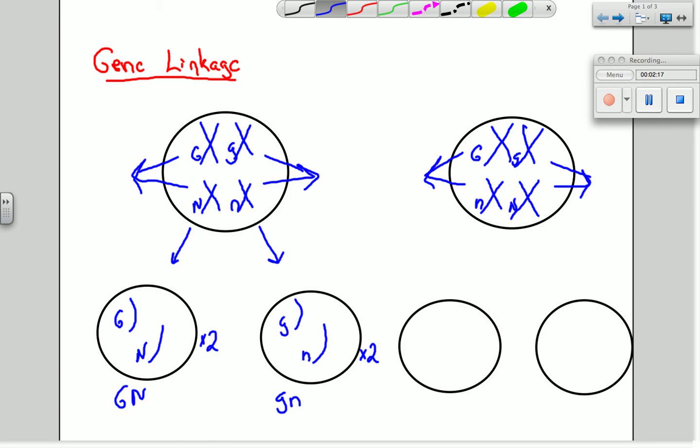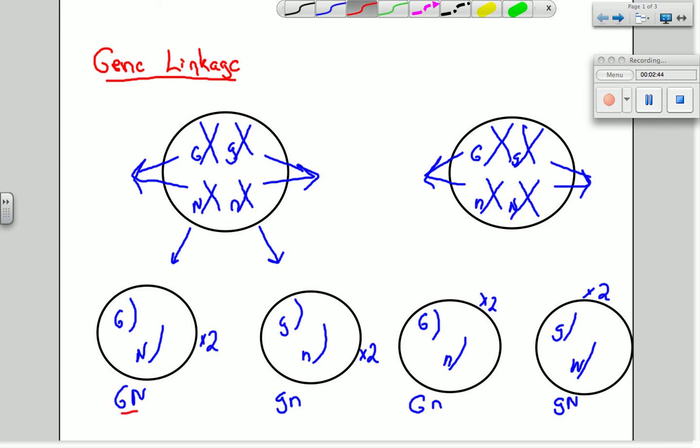The end result would be 4 haploid gametes, the capital G and lowercase n being sorted into the same cell, and lowercase g, capital N being sorted into the same cell. Again, each of these times 2, because the sister chromatids also segregate. And I would end up with the following genotypes: capital G, lowercase n, lowercase g, capital N.